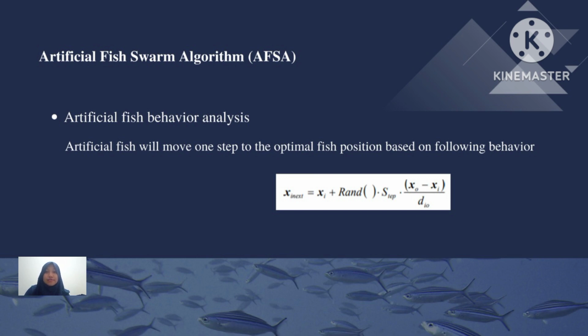And this time I choose following behavior because the artificial fish will move one step to the position of the optimal fish. You can see the function, where Dio represents the distance between the artificial fish and the optimal fish. Otherwise, it performs foraging behavior.